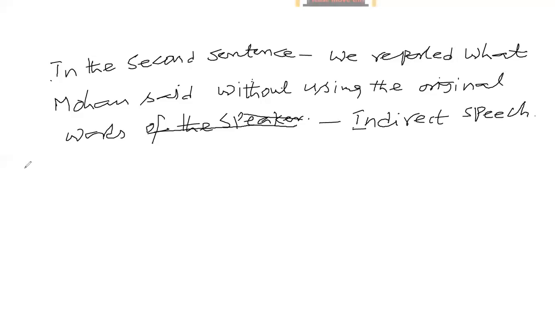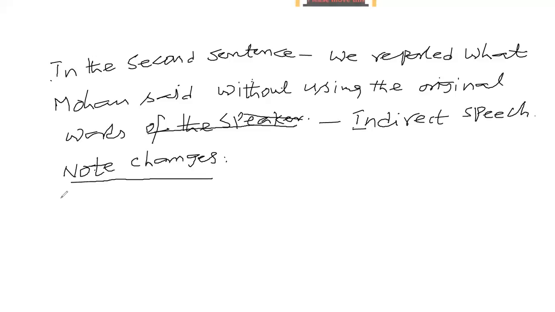In the example given here, Mohan said, "I want to become a doctor." The direct speech is converted into indirect speech: Mohan said that he wanted to become a doctor. Some changes have taken place when we converted direct into indirect speech. Please note down the changes that have occurred.